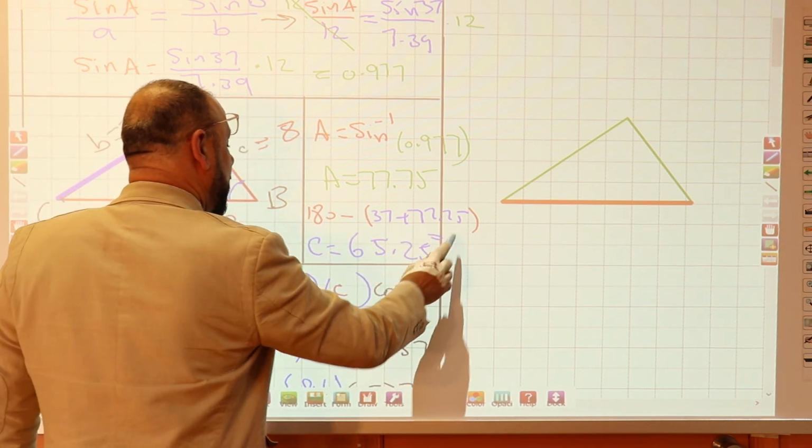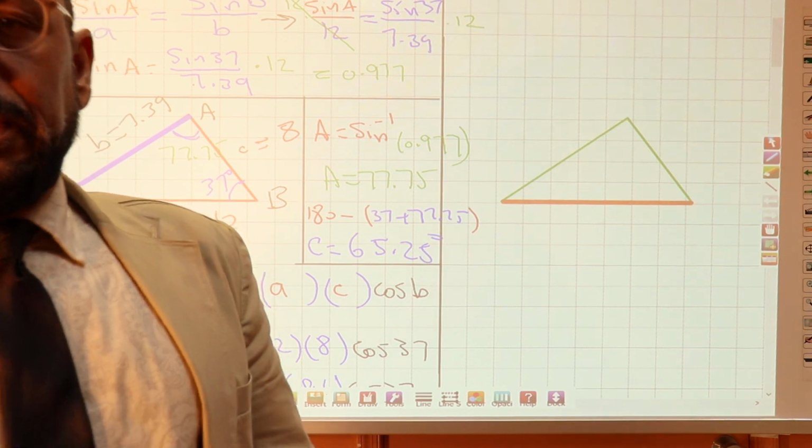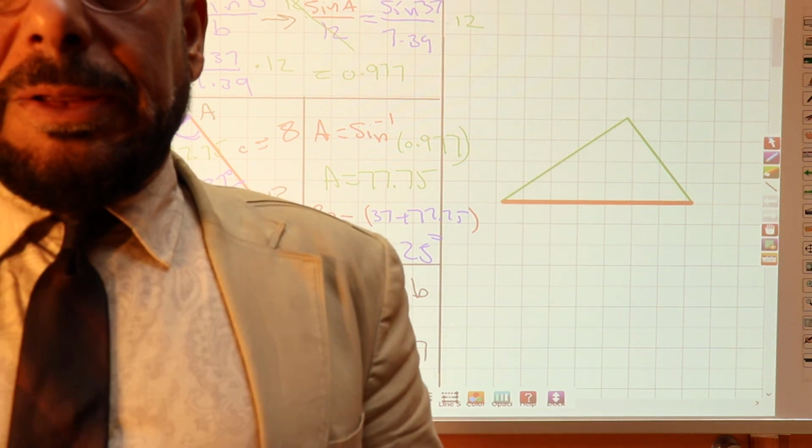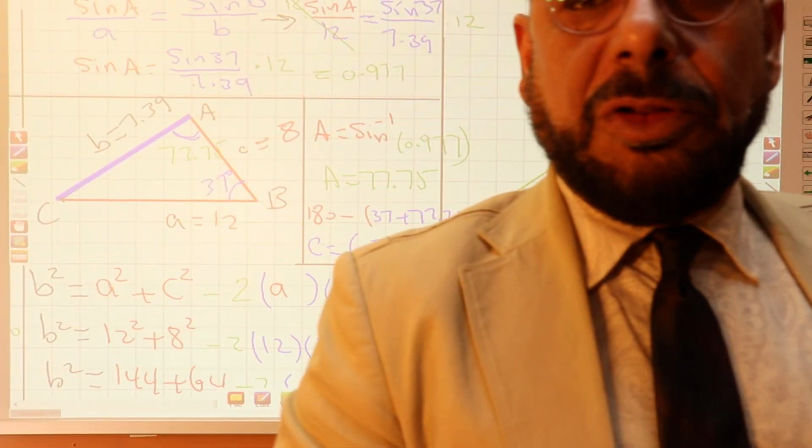Then we have all the sides, we have all the angles. Next time I will show you how we can find the area using law of cosine.